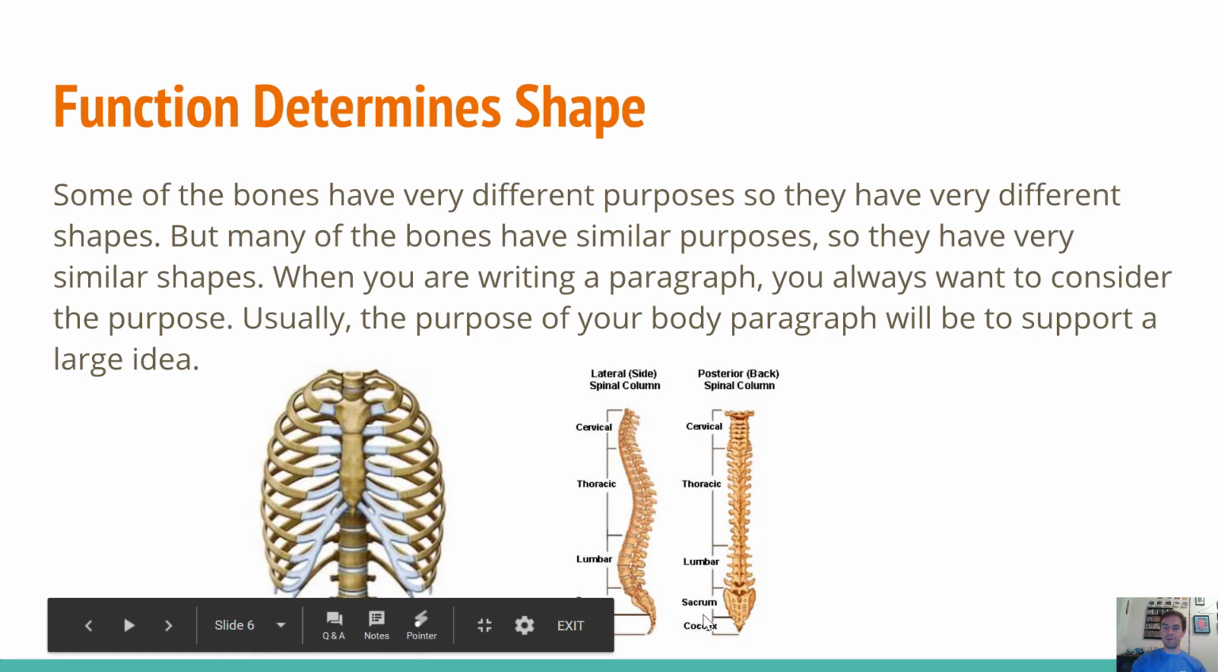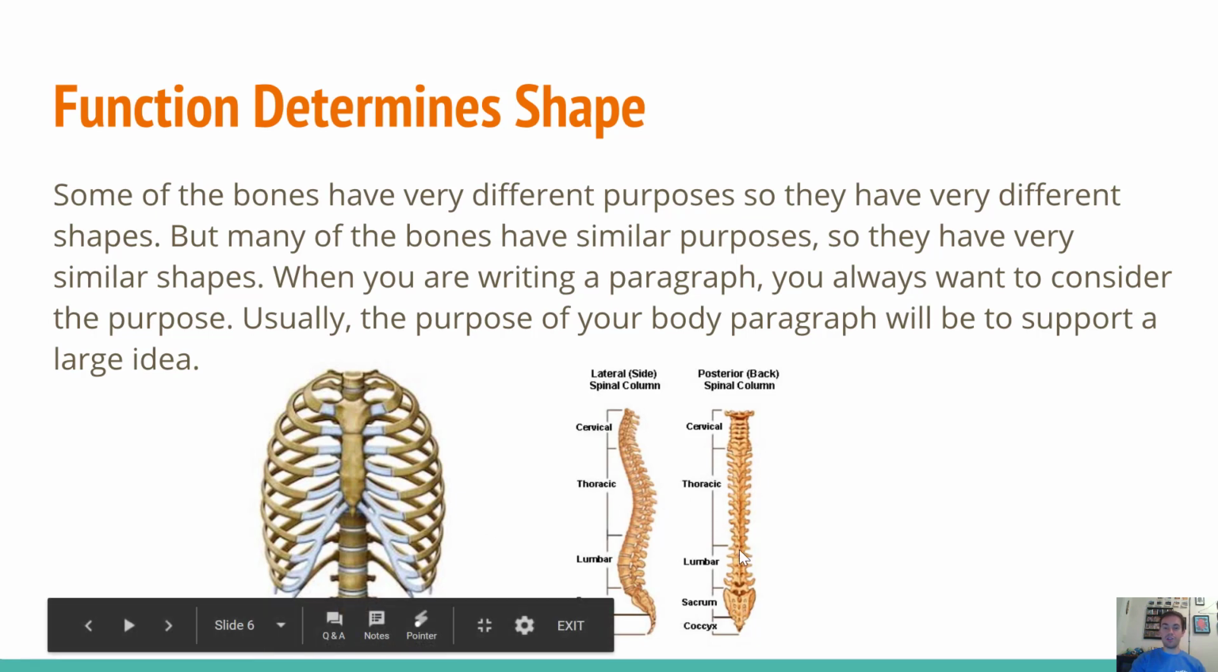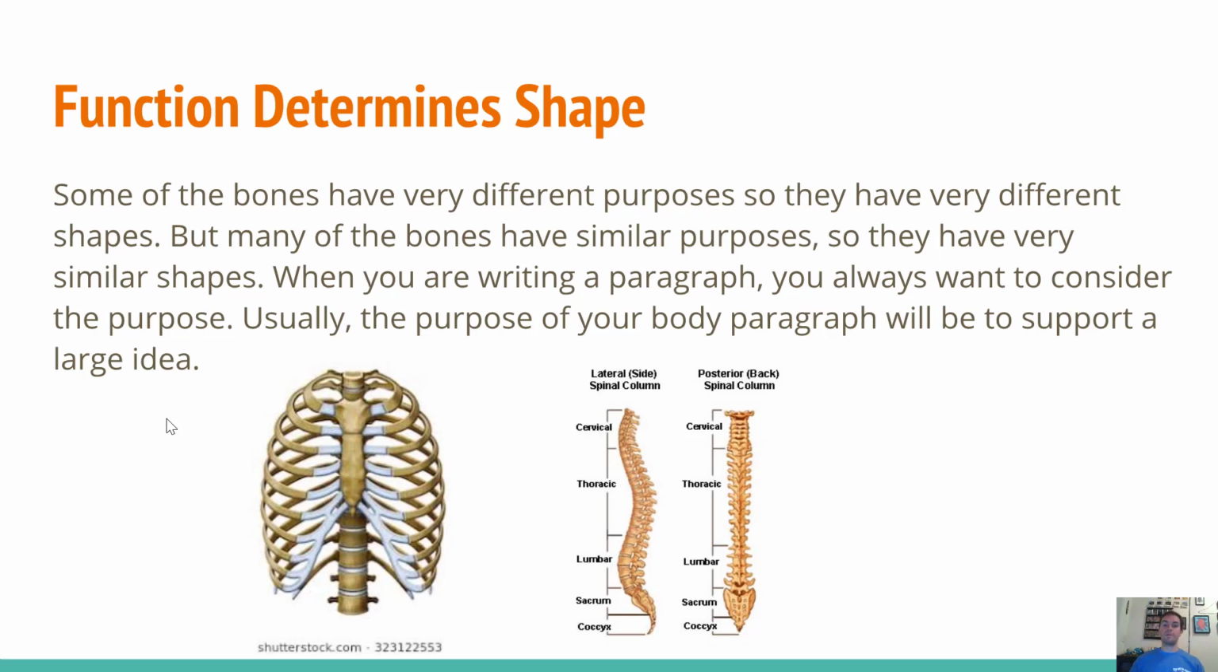Down here, these bones have a different shape than the middle ones. They do different things, therefore they take on a different role. But a lot of the bones have similar purposes, so they have similar shapes. I mean, that's very true in the rib cage, and it's also very true with the spine. So when you're writing a paragraph, first figure out what is the purpose. And then if the purpose is similar to another paragraph, i.e. body paragraphs, use the same structure throughout all of them. It'll just help your essay, and it'll help the reader.